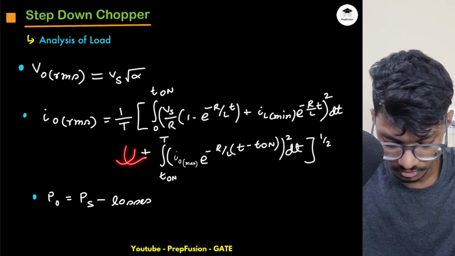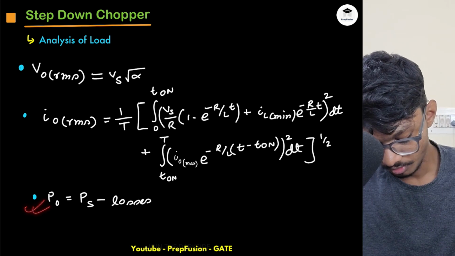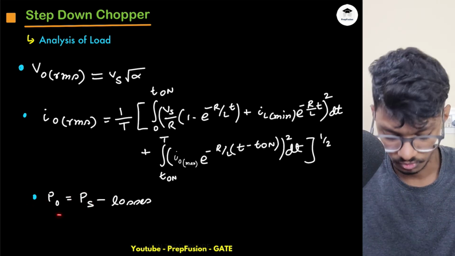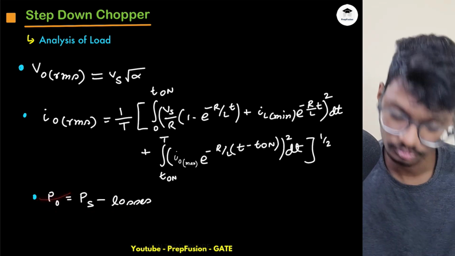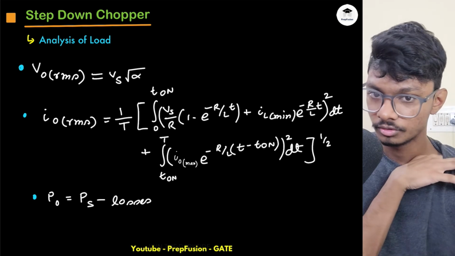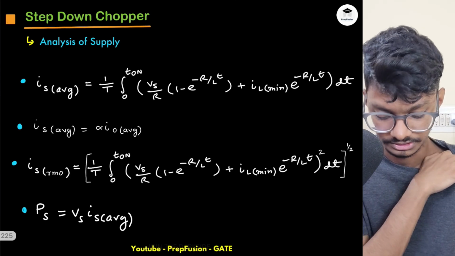Okay, so that is the case. My output power PO will be PS minus losses. Output power PO will be PS minus losses, right? You use only this to find out the output power. You don't use the other formula. I will tell you what the other formulas are.